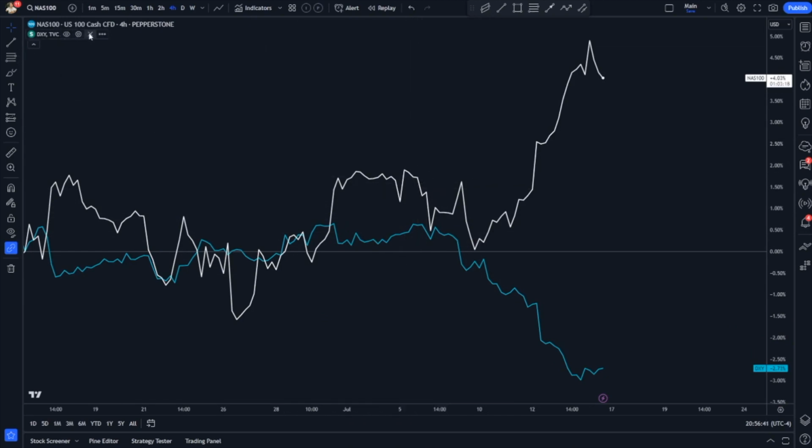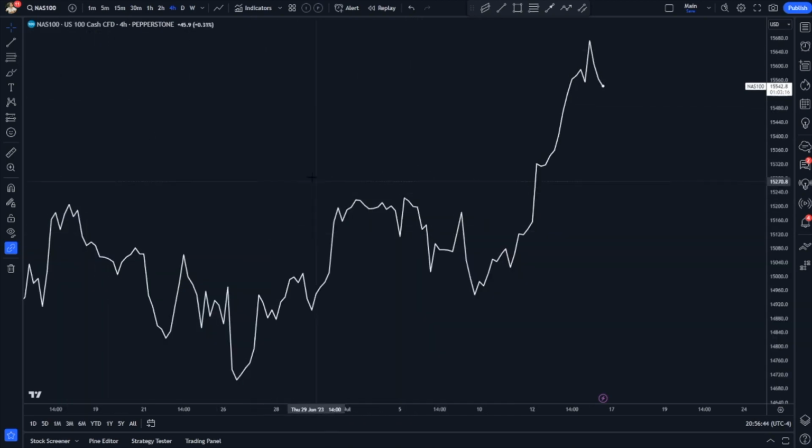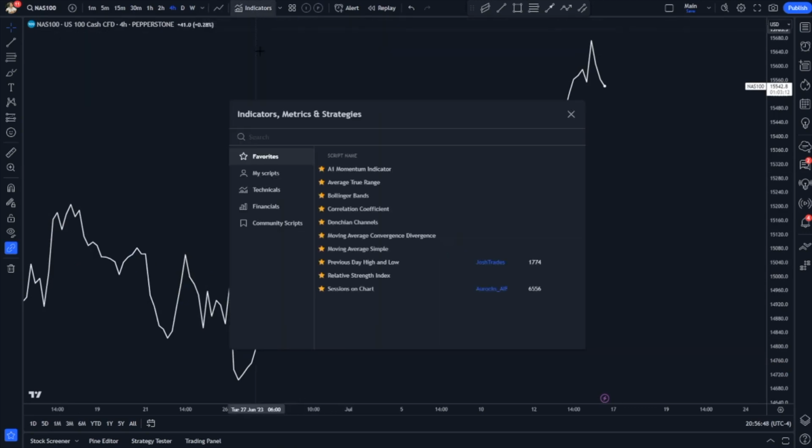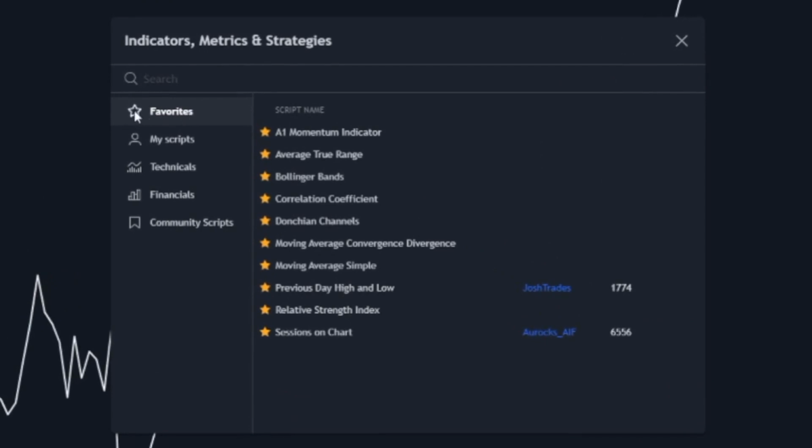Well, let's actually take off the DXY line chart and let's just take a look at the indicators list. Now, I have this as a favorite. Under favorites, of course, on TradingView, you can select anything you like. Whenever you're looking at an indicator, simply star it and it will save to your indicators favorite list.